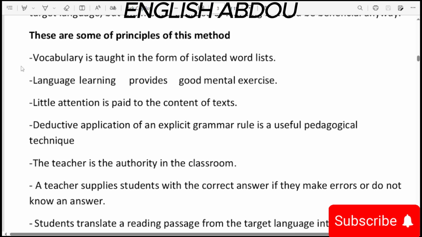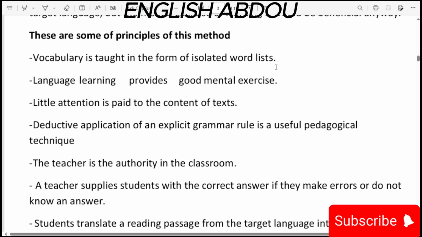Vocabulary is taught in the form of isolated word lists. For example, a teacher using this method will first give his students a text or a short paragraph, to read silently or loudly, but most of the time silently.